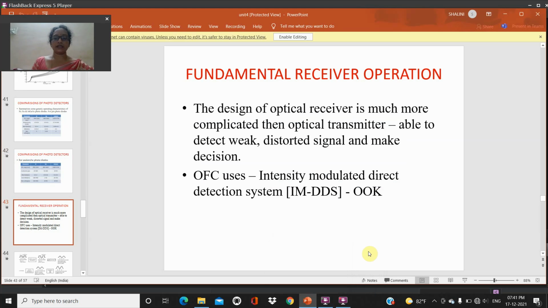Next, fundamental receiver operation. The design of an optical receiver is much more complicated than an optical transmitter, as it must detect a weak, distorted signal and make a decision. Optical fiber communication uses an intensity modulated direct detection system.